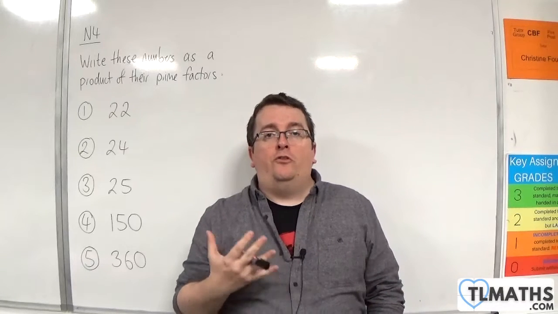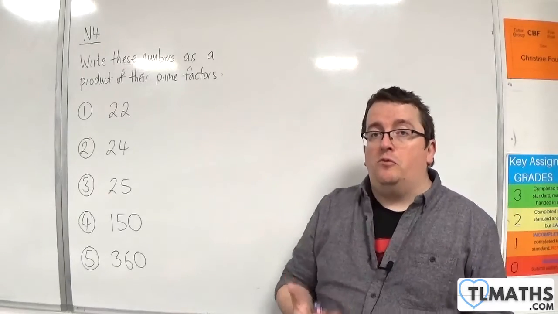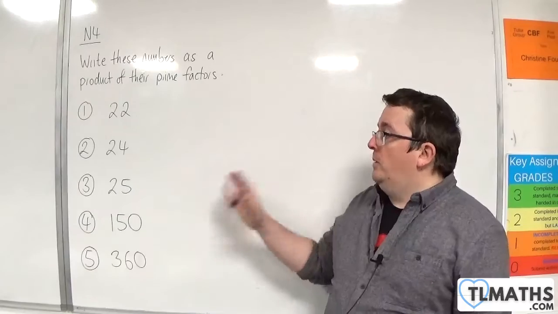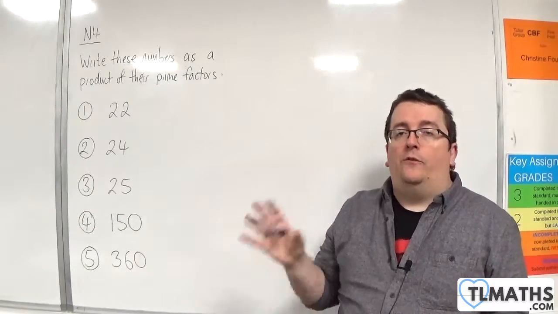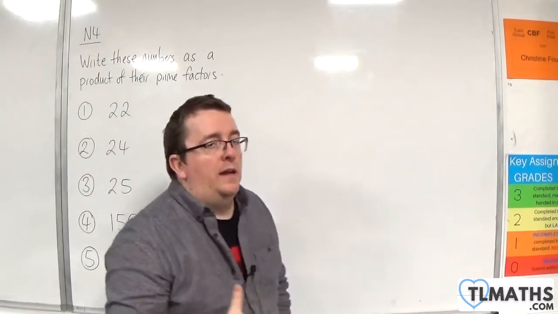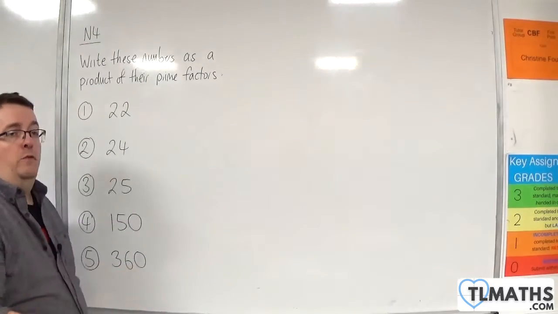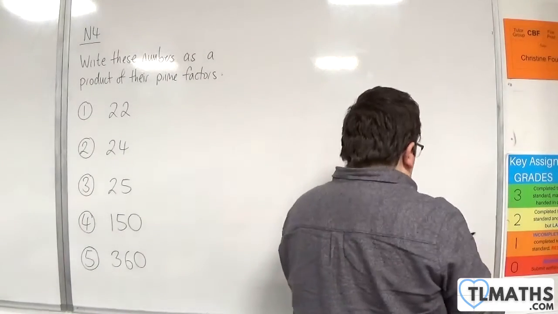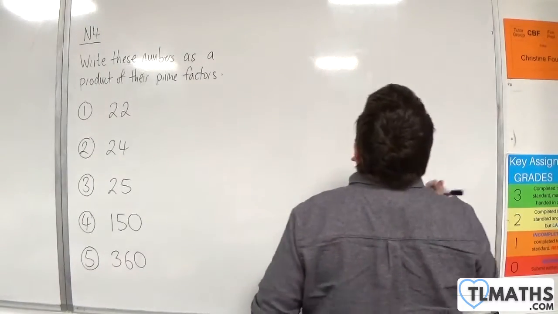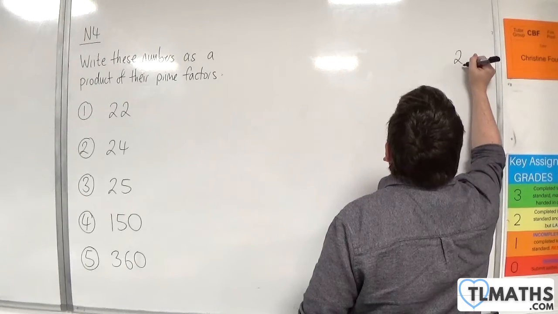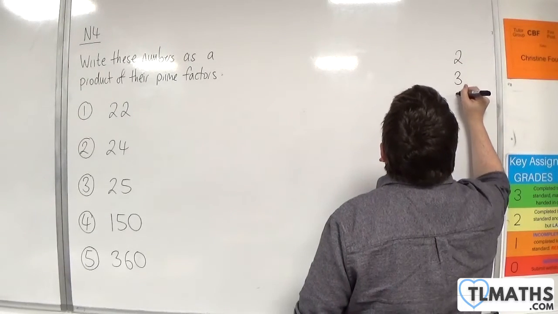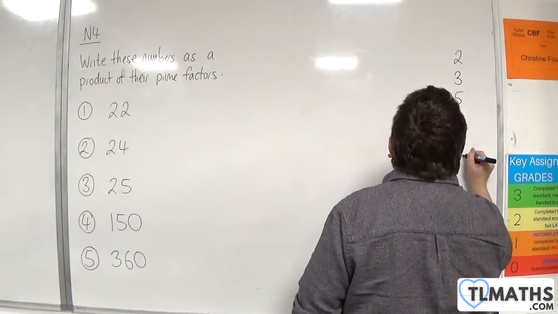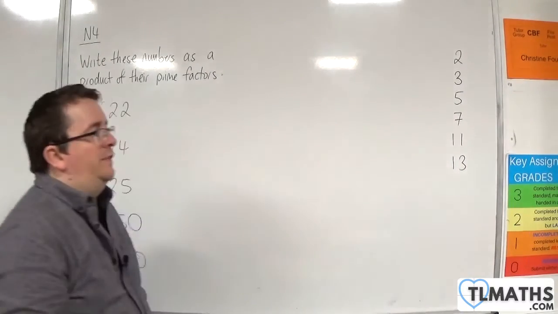In this video, I want to go through some examples of writing numbers as a product of their prime factors. Before we jump into the examples, the first thing I would recommend is writing down the first 5 or 6 prime numbers from memory. So the first one is 2, then 3, then 5, then 7, then 11, then 13. Okay, so there's the first 6.